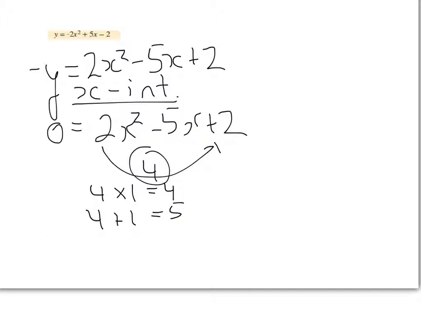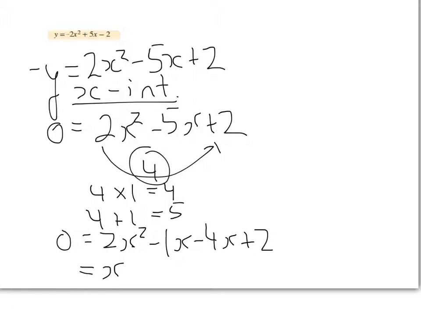The way that I continue to do this, 0 equals 2x squared, and I'm going to separate the minus 5x into minus 1x and minus 4x plus 2. Factorise it separately. x outside of 2x minus 1, and I'm going to put that outside of minus 2, 2x minus 1.